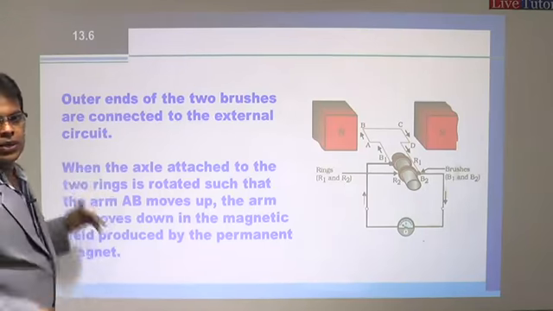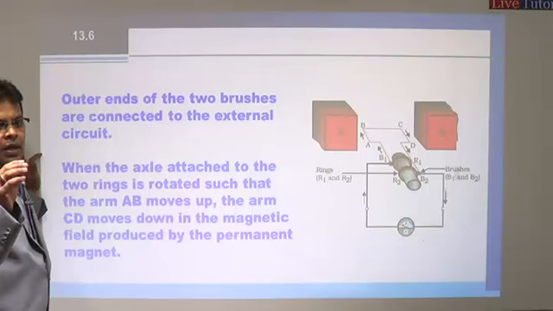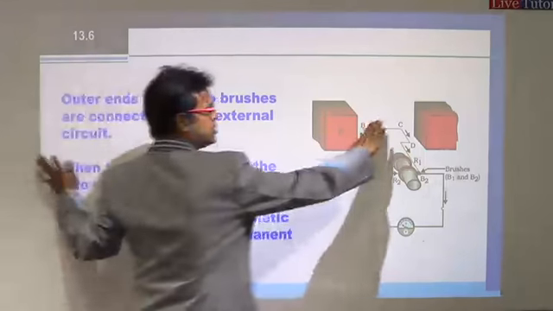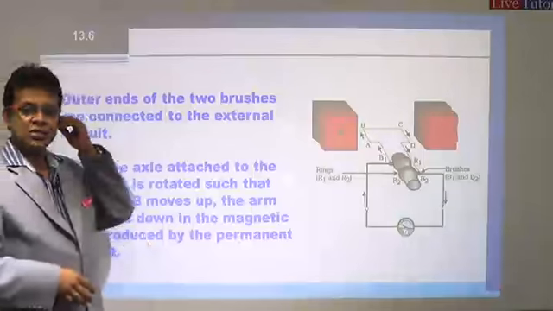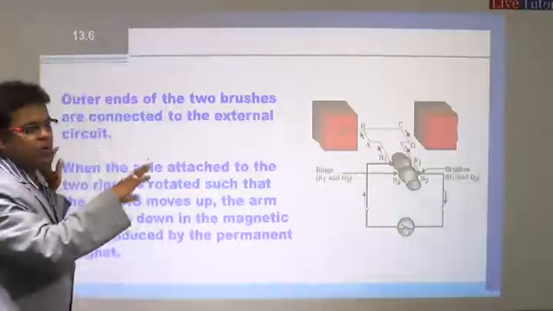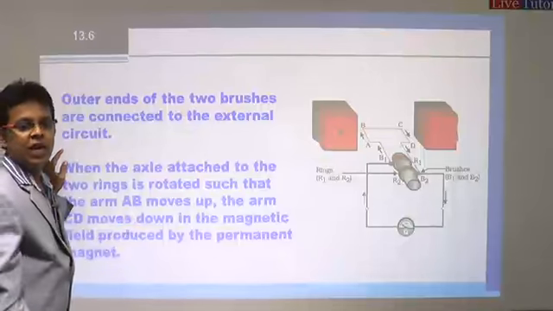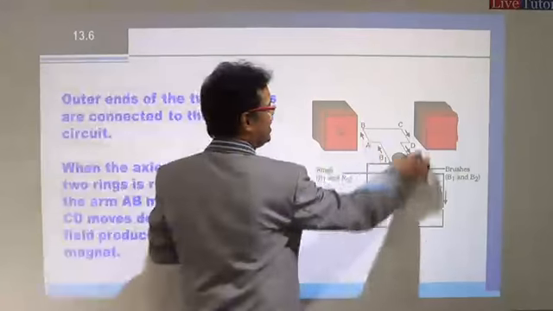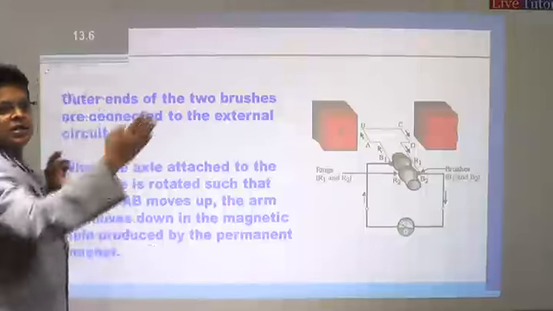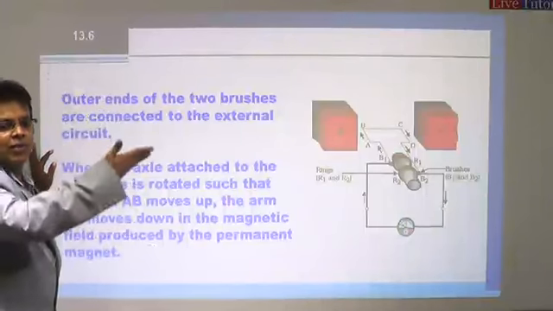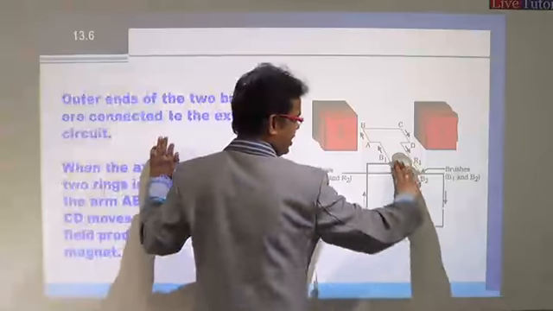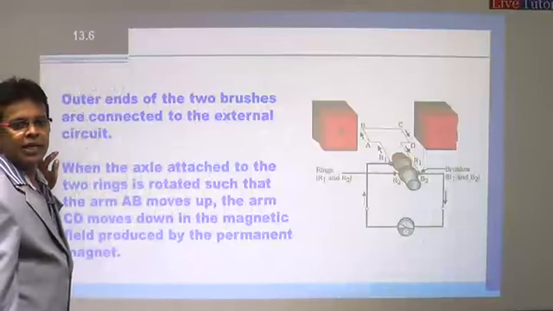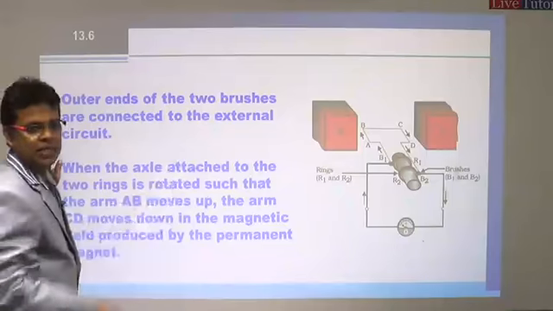From the regulator, it will be supplied to the different appliances in our house. Now let us see how it is going to function. Now when the axle is attached to the two rings, it is rotated such that the AB arm is moving upward. You may ask, sir, in which direction should we start from? It can be from any direction. Since we usually count like A, B, C, D, we start from AB. I am rotating the axle in such a way that AB is moving upward, so that CD will be moving downward in the magnetic field produced by the magnets.